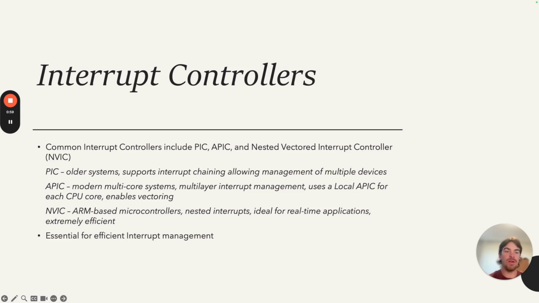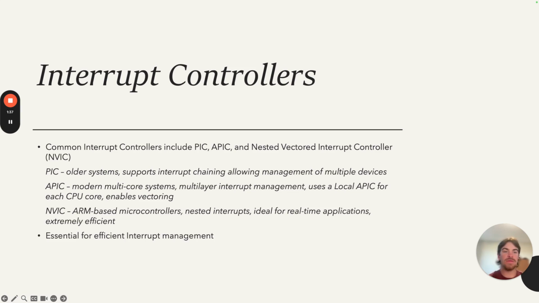So common interrupt controller architectures include the programmable interrupt controller, the PIC, the advanced programmable interrupt controller, the APIC, and the nested vectored interrupt controller, the NVIC. The PIC, originally employed in older systems, allows the CPU to handle various interrupt sources by prioritizing them. The 8259A PIC, for example, can handle up to 8 interrupt lines and enables masking, which disables lower priority interrupts so that higher priority ones can be processed. It also supports interrupt chaining, which allows it to manage more than 8 devices by joining multiple PICs together.